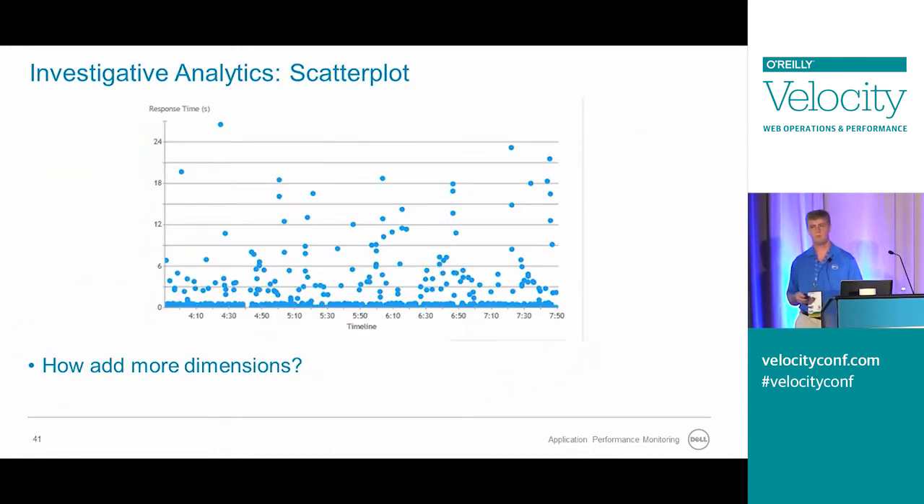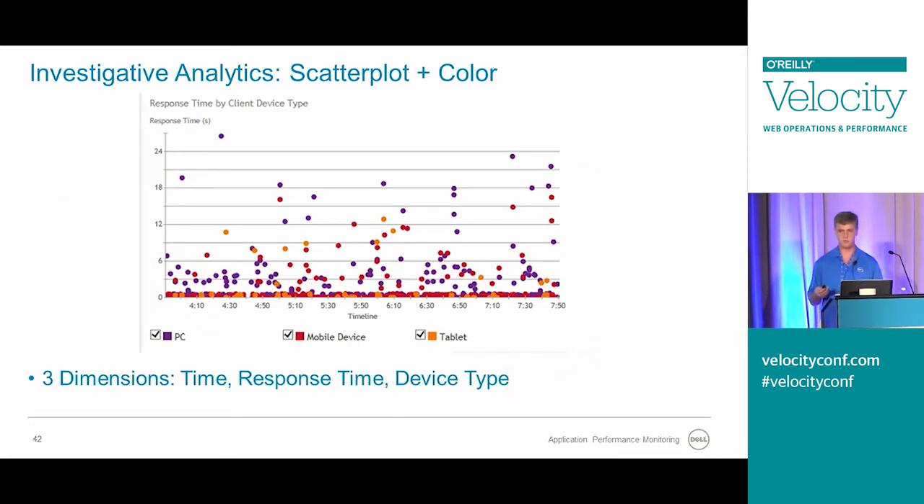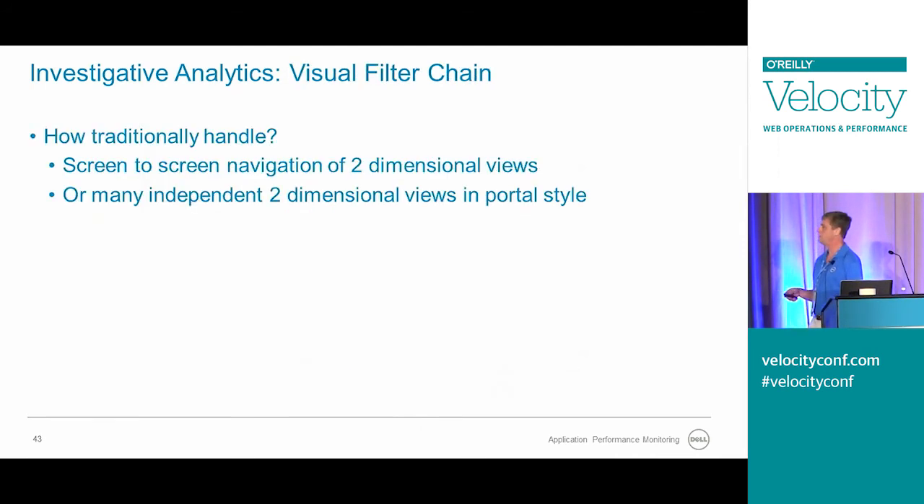So how can we add more dimensions to answer these tougher questions? Well, one way is color, and we do this, but you start to lose some value. It starts to become harder to see those patterns. So traditionally, how is this handled? Usually it's through one of 2 ways. You either do screen-to-screen navigation, so you start with one 2-dimensional view, then you select some subset of that, and you go to the next view and add in another dimension, and you keep doing this through the different dimensions.